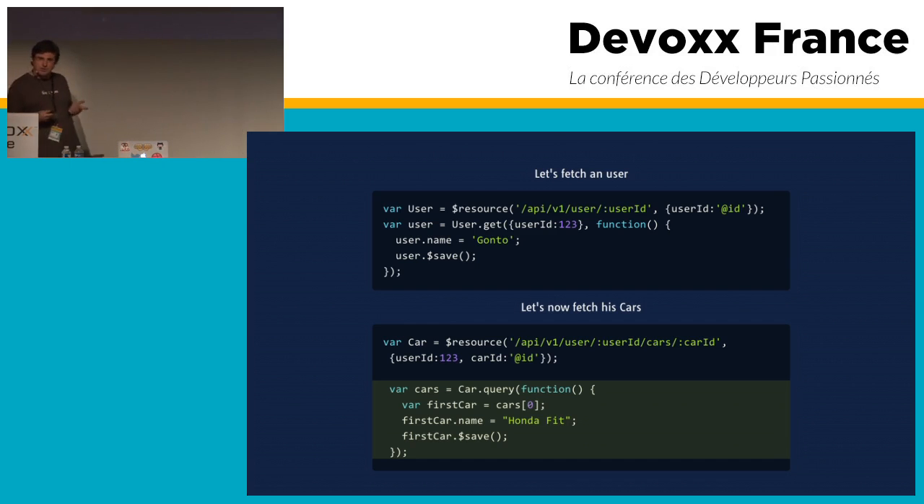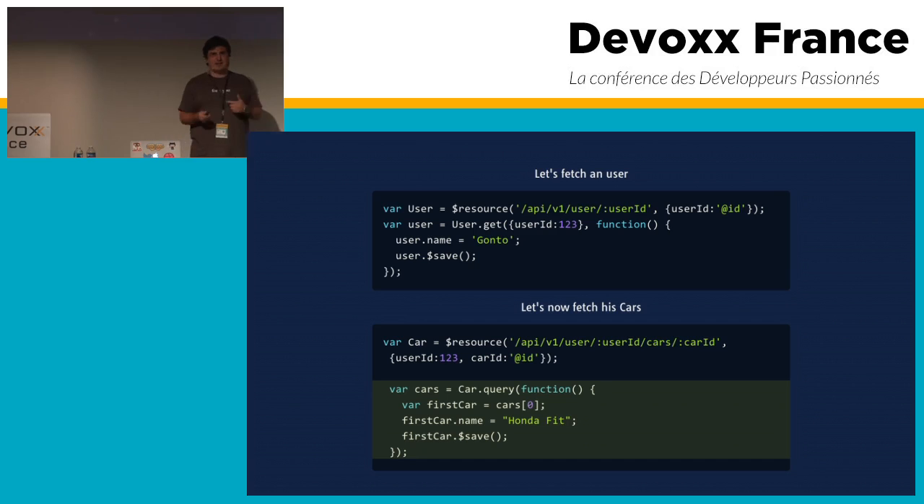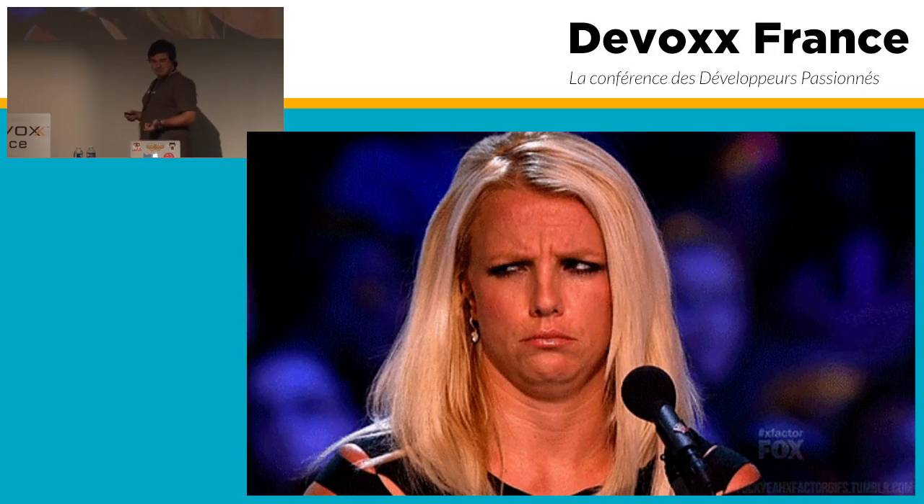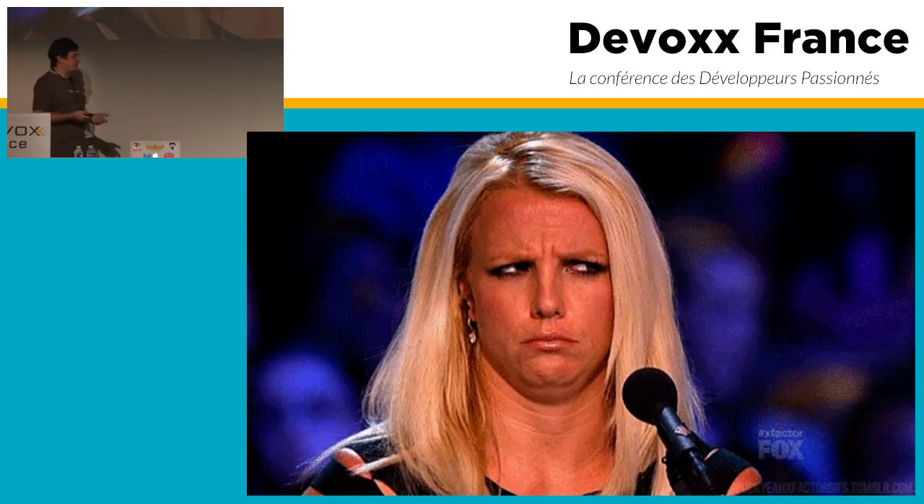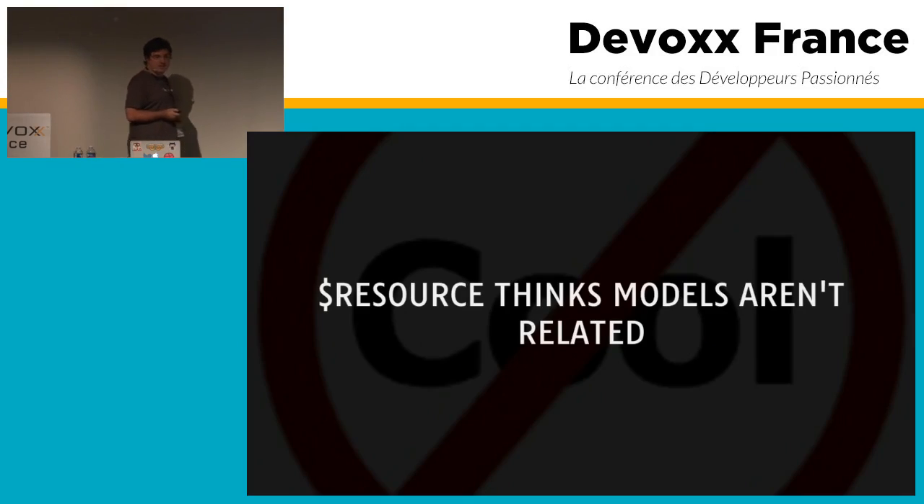So I started thinking a little bit about whether it was good. Did I like it? Did I like how I got the car? And I started feeling something like this. I wasn't sure that this is what I liked, mainly because of these reasons. First, $resource thinks that models aren't related. In my case, I had to create a different $resource object for each of my models, one for the user and one for the car.